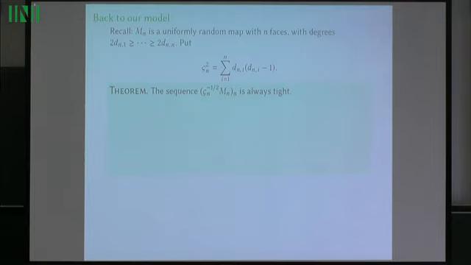So this recovers the case of 2p angulations, but for 2p angulations we know that not only are they tight, but they actually converge to this Brownian map object. And here again, this map converges to the Brownian map as soon as dn1, which is the largest degree, is small compared to sigma n, so square root of this.